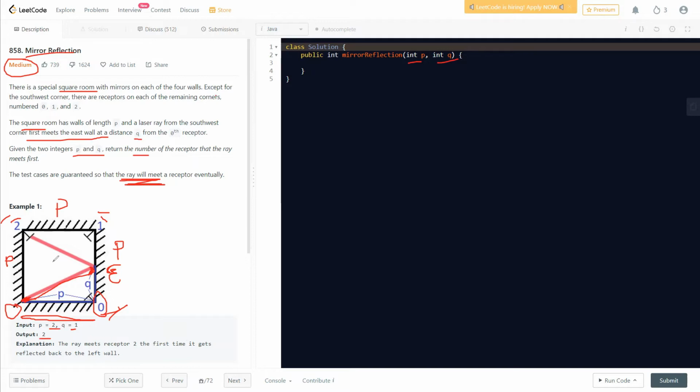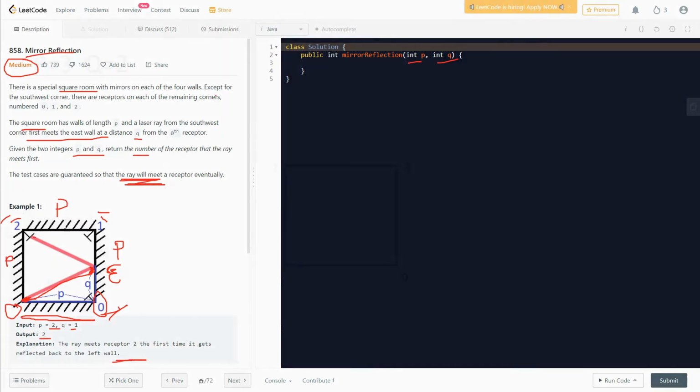Okay, from the right wall, it gets reflected to the left wall. See, it meets receptor 2. So that's what we need to find out. Fine. We need to find the number. Let's try to see this problem more diagrammatically.